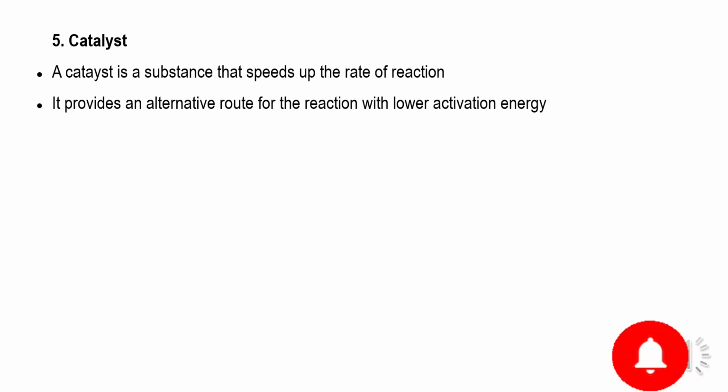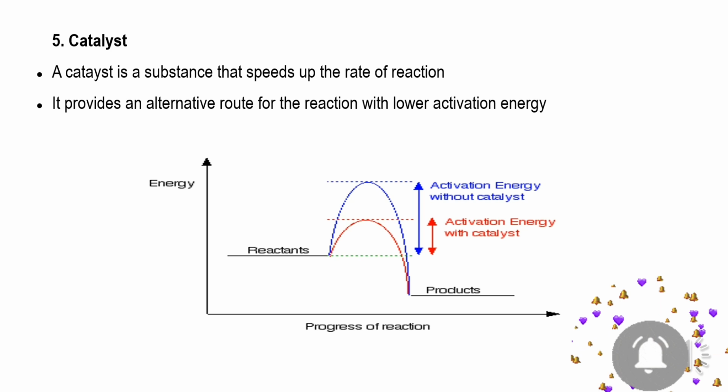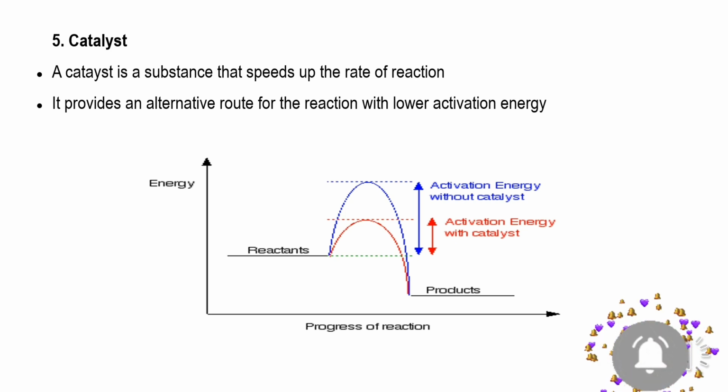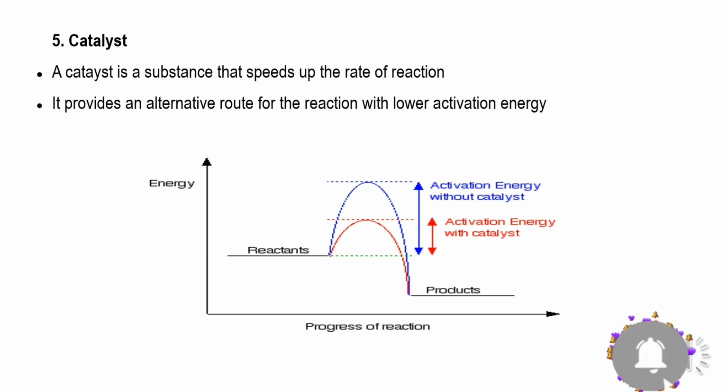A catalyst does not lower the activation energy. What it provides is an alternative route for the reaction with a lower activation energy. When you look at the diagram, there is a high activation energy without the catalyst. When a catalyst is introduced, it provides a route with a lower activation energy, and this will enable the reaction to occur at a faster rate.